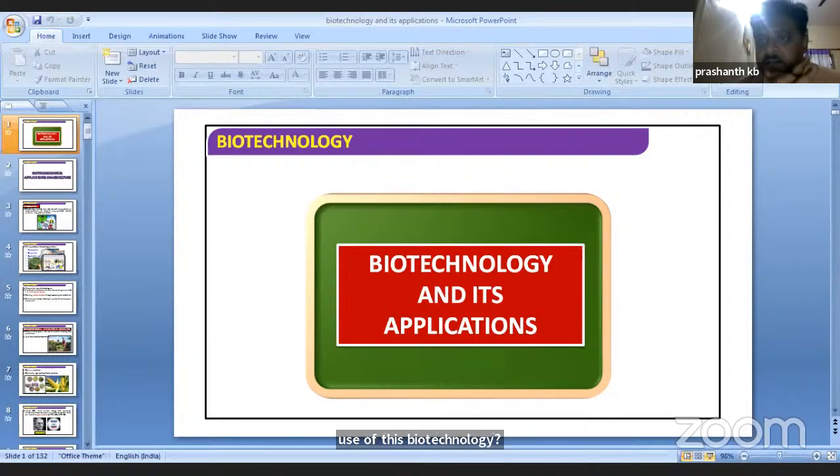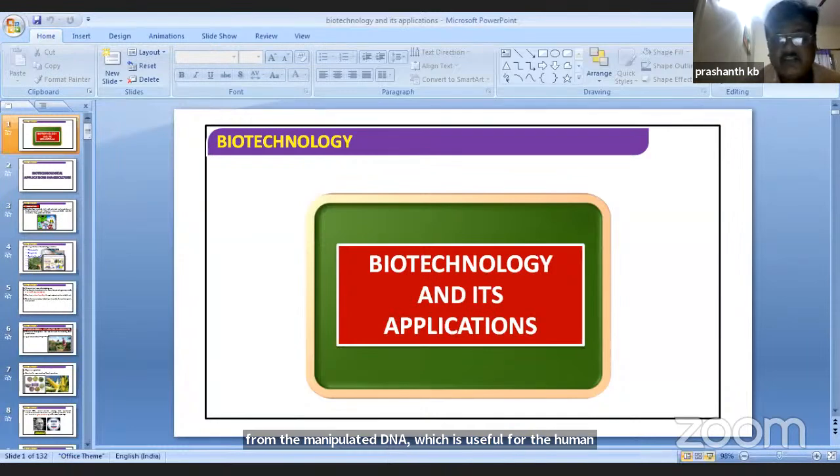It is obtaining the byproduct. That is the major use. Obtaining the byproduct from the genetically modified organisms. What are those organisms? It can be bacteria, fungi, plant, or animal. If we manipulate the DNA, then obtaining the product from the manipulated DNA, which is useful for human beings, is the major use of this biotechnology application.